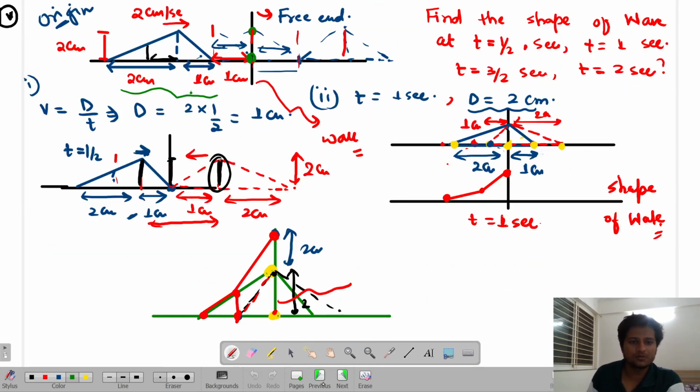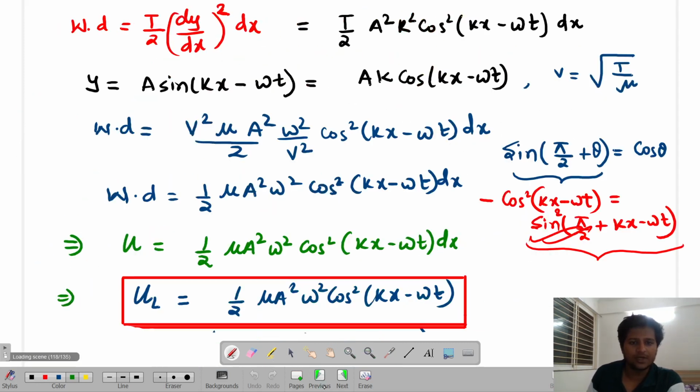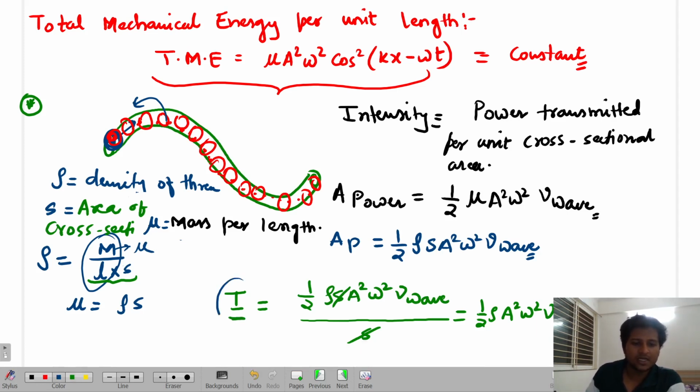Now let us come to one of the most important things. When we are talking about amplitude, and when I was telling you about intensity, you see that when I was calculating intensity, there are 3 to 4 terms. First one is velocity of wave, frequency of wave, density of the string, and then there was one term, amplitude. Now you look over here.